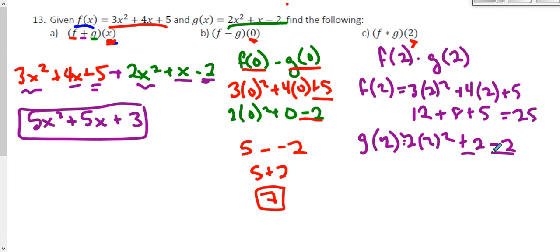So for this problem, all I have to do is whatever f of 2 was, 25, times whatever g of 2 was, which is 8. 25 times 8 is 200, and I'm done.